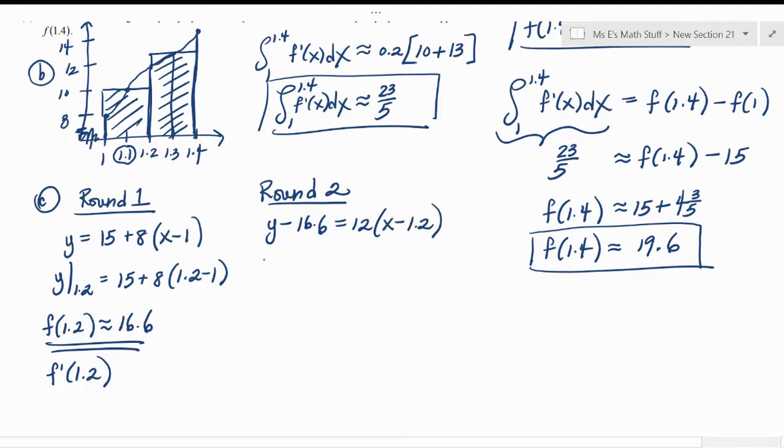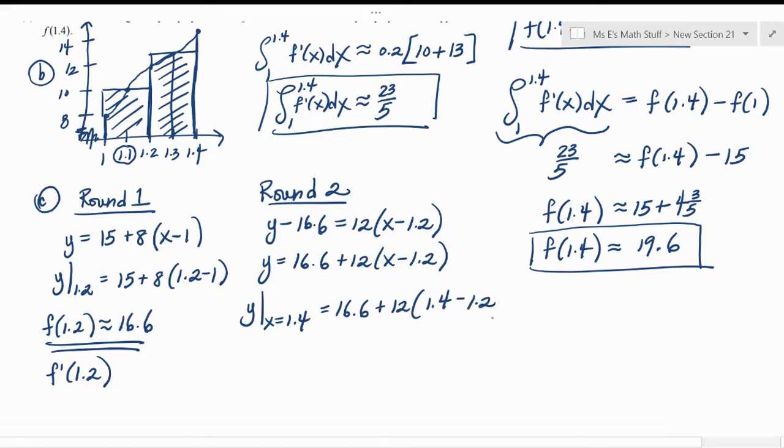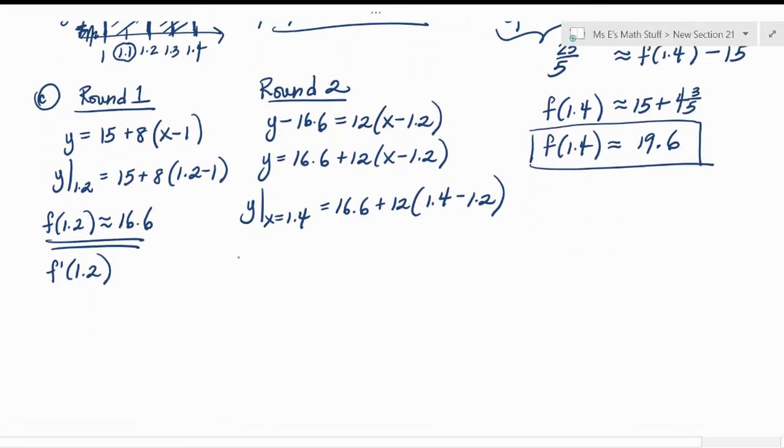And then add the 16.6 over. And then the last thing, we plugged in 1.2. A step size of 0.2 would get us to 1.4. Just plugging 1.4 into that line equation. And then this left side would be an approximation for f of 1.4. Make sure you use approximately equal to signs there.